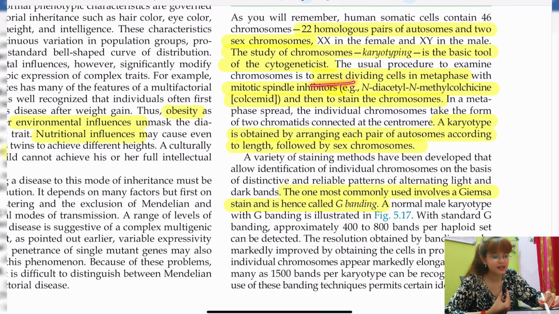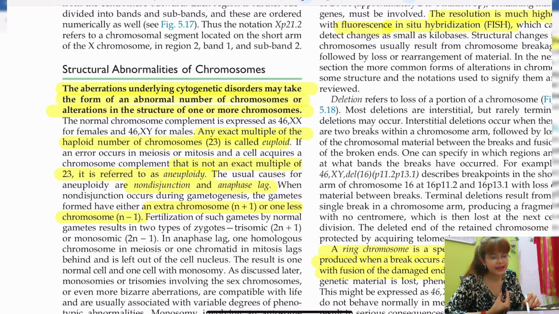Basically, we arrest the dividing cells in the metaphase with the mitotic spindle inhibitors, that is N-diacetyl N-methyl colchicine, which is colcemid, and then we stain the chromosomes, and then we observe them. That is basically karyotyping.